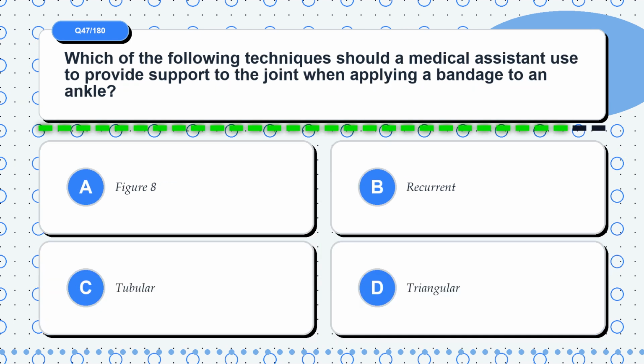Question 47. Which of the following techniques should a medical assistant use to provide support to the joint when applying a bandage to an ankle? Here are the options. Option A. Figure 8. Option B. Recurrent. Option C. Tubular. Option D. Triangular.